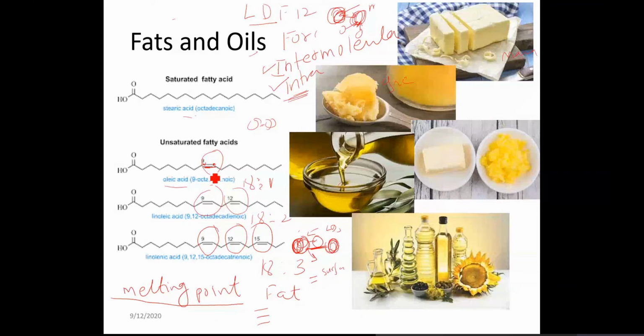Because of this double bond, the molecules are farther apart, and that is why the forces between them are less. Whereas if you look at these, they are very compact, very close to each other, and because they are very close, the London dispersion forces are obviously higher.